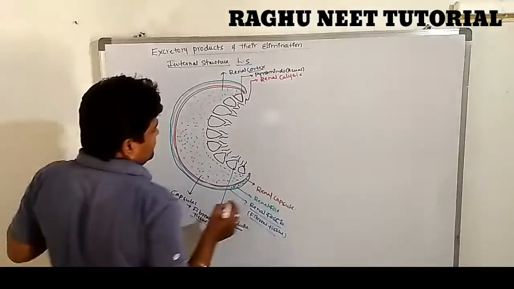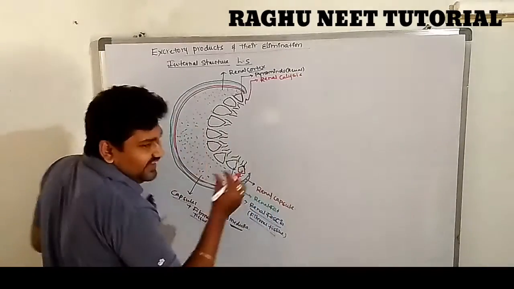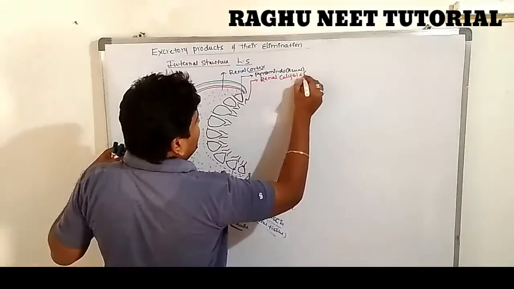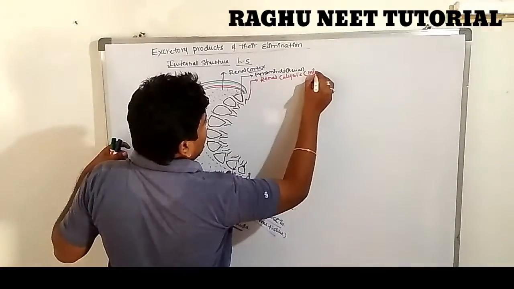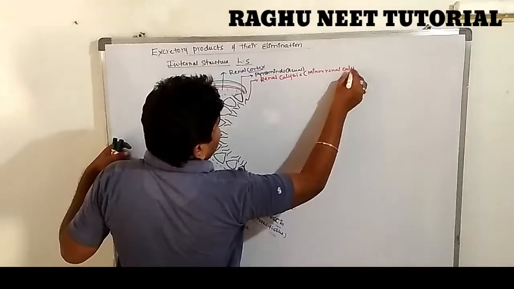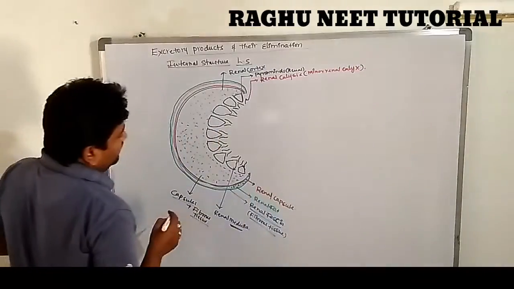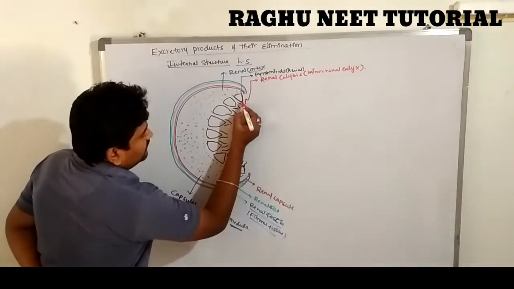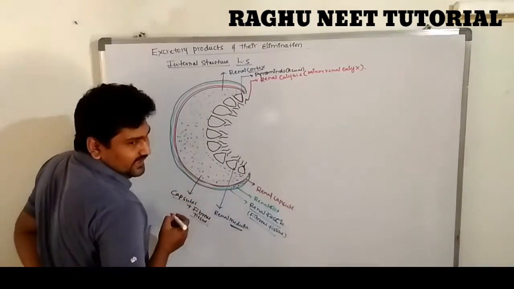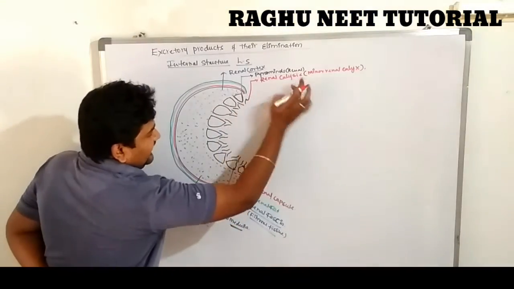The renal calyces are very small cups, called minor cups, the minor renal calyces or renal calyx. Are you clear? So the pyramids are placed on a cup-shaped portion. These are known as minor calyces or renal calyces.